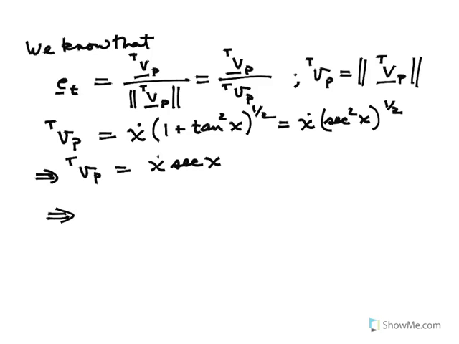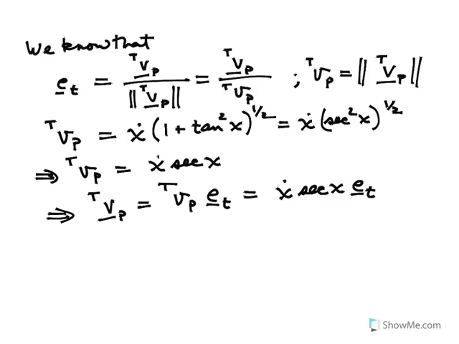So the velocity of point P is then equal to the speed relative to the track times the tangent vector, which is the tangent vector I just computed. And that is equal to x dot times the secant of x times e sub t. So we've just completed the first part of this, which is we've expressed the velocity as viewed by an observer fixed to the track of that point P in terms of an intrinsic basis relative to the track. Now we have to compute the acceleration.